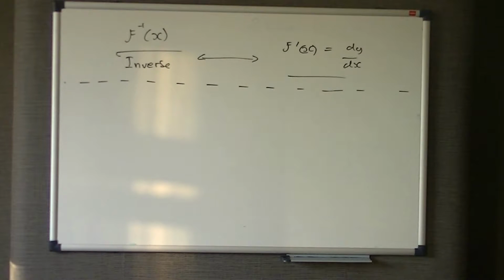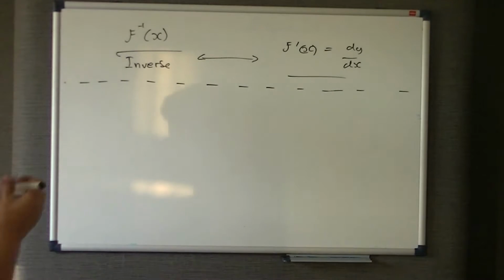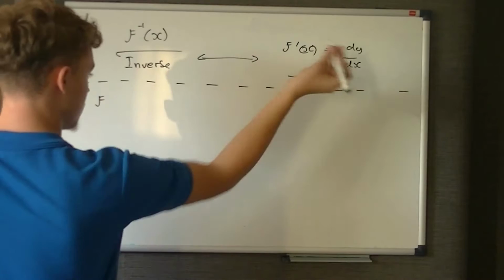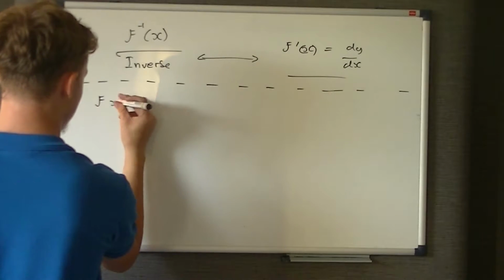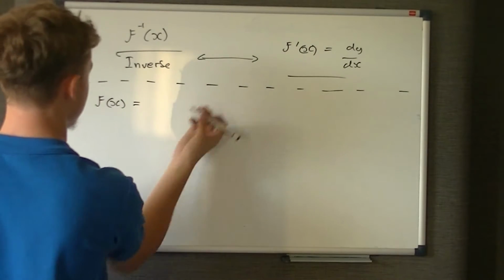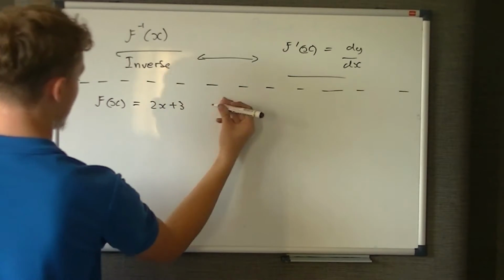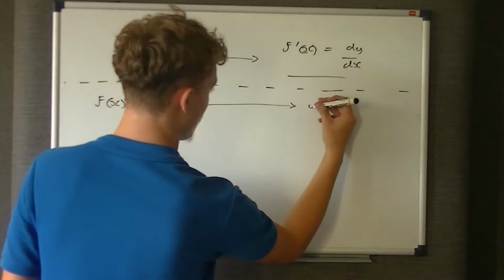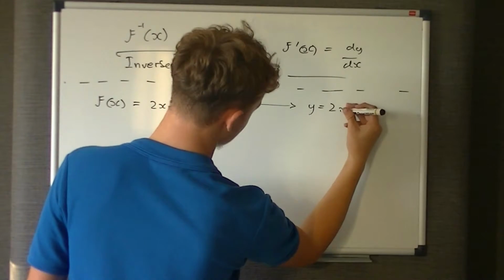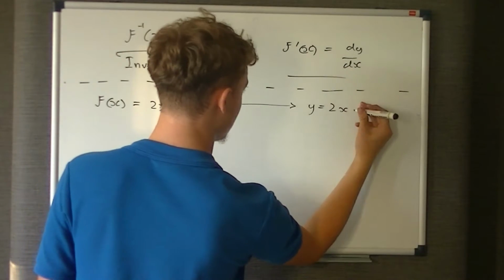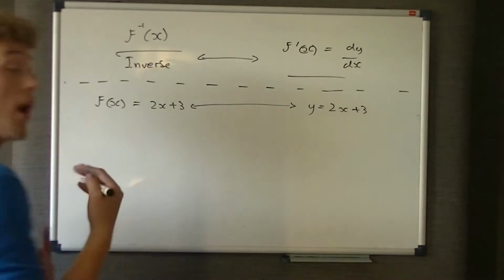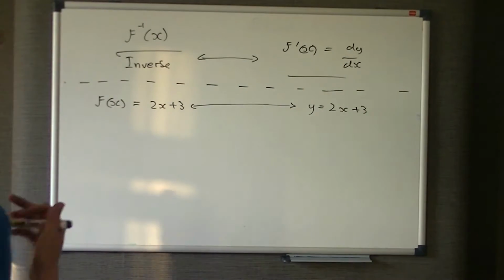Okay, so what is an inverse function? We know what a derivative is, that's just the derivative. So say we're given f of x, and f of x is 2x plus 3. What this essentially is the same as saying y equals 2x plus 3. These are the same thing, not changed anything at all. Just put y instead of f of x, which mean the same thing.